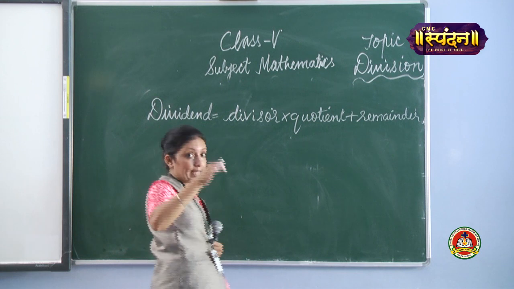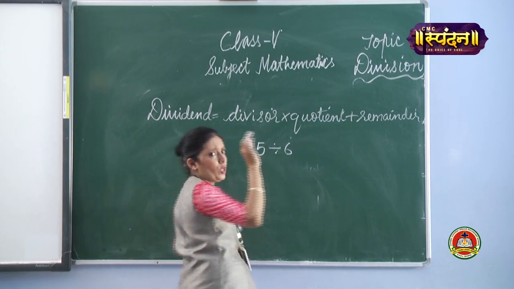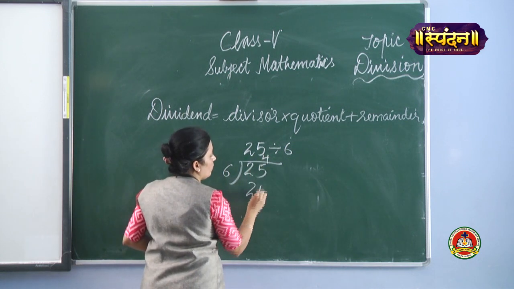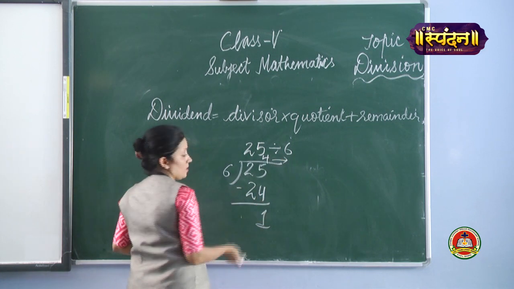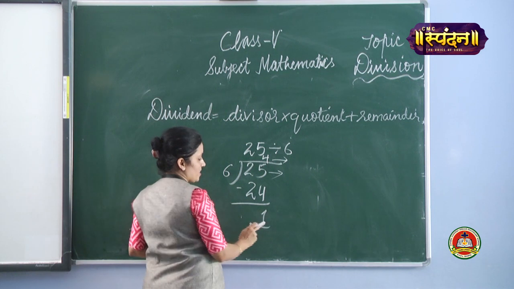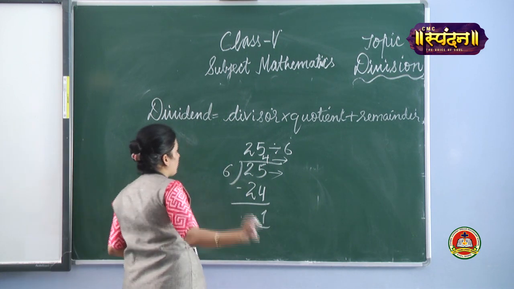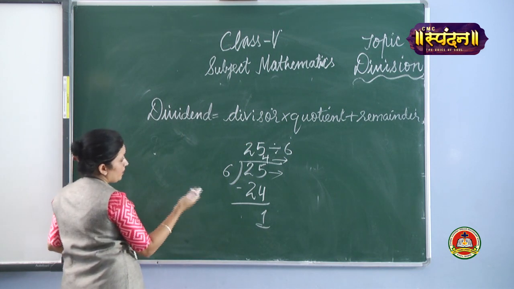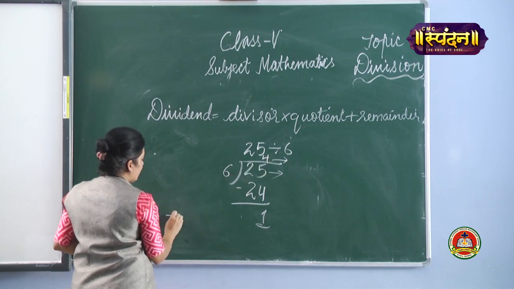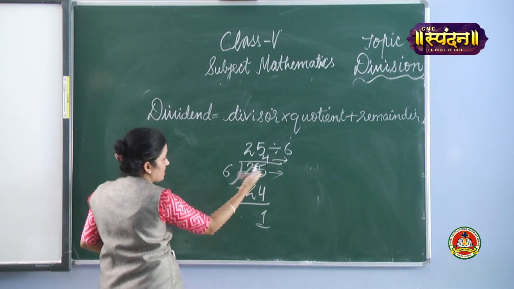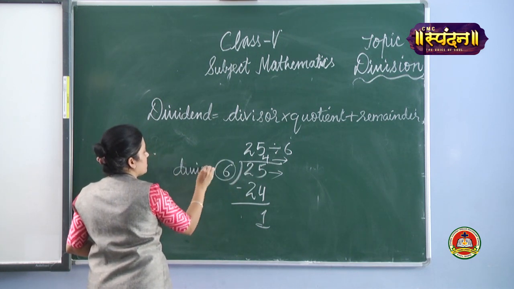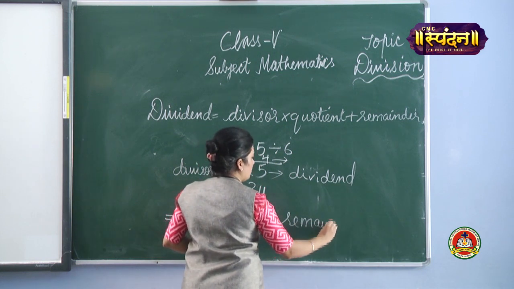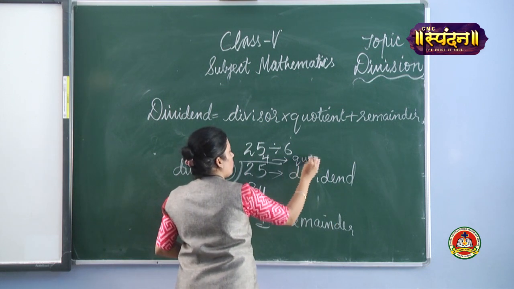Now let me take an example, that is 25 divided by 6. I am taking a small number so it will be easy for you to understand. So, 25 divided by 6. 6 4s are 24. See, here this is my quotient, this is my dividend, this is my remainder, and this is my divisor. Let us see how I am going to note it down with this formula. Dividend is 25. Let's see which is your divisor. This is your divisor. This is your dividend. This is your remainder. And this is your quotient.